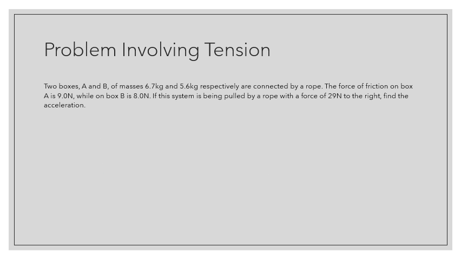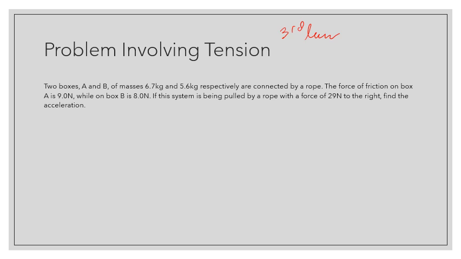This is a problem involving tension, which also involves Newton's third law. Two boxes, A and B, of masses 6.7 kilograms and 5.6 kilograms respectively, are connected by a rope. The force of friction of box A is 9 newtons, while box B is 8 newtons. If the system is accelerating to the right, find the acceleration.